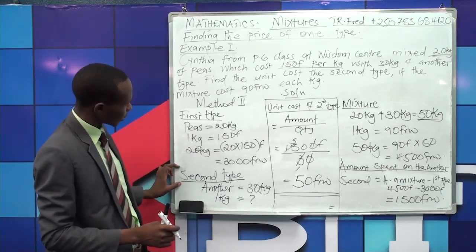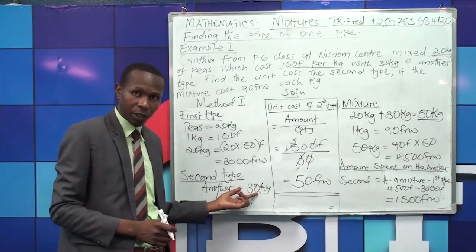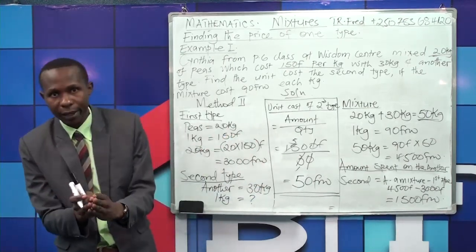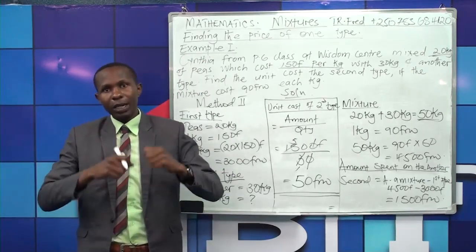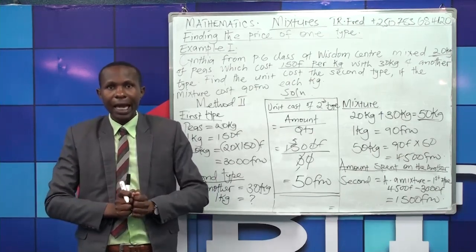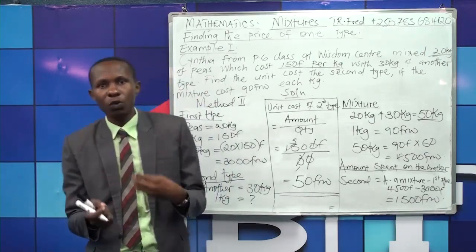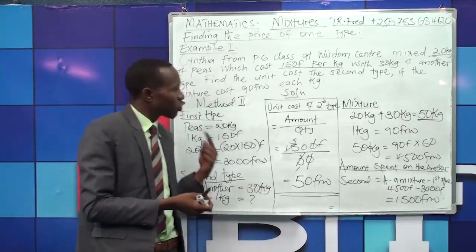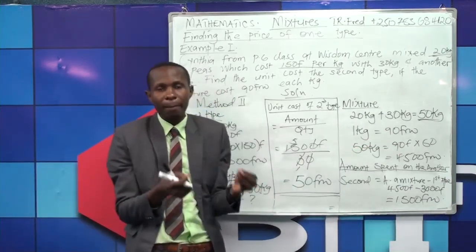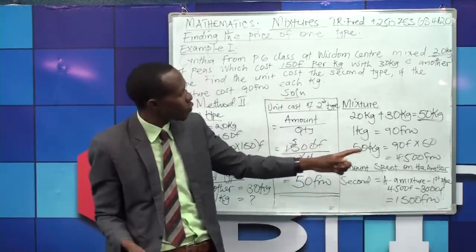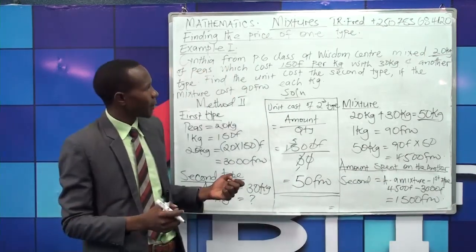But if they come up with the first type and mix it with the second type, the first type had 20 kilograms, the second type had 30 kilograms. When they bring the 20 and the 30 together, we shall come up with a mixture of 50 kilograms. Once it's well mixed, and you want to buy only 1 kilogram from that mixture, you'll be paying only 90 francs. But if you want to buy all the 50 kilograms, you'll pay 4,500. That is what that number means.